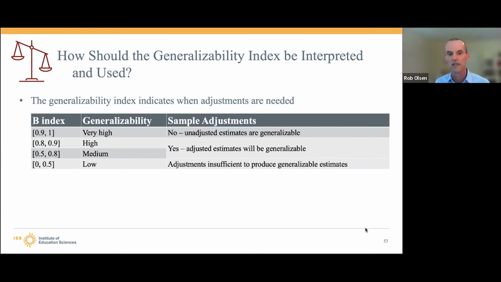Now, lastly, if the index is low, less than 0.5, then statistical adjustments won't be sufficient, and the study team may want to consider narrowing their inferences to a portion of the original target population that the sample can be shown to represent. Those are tough choices to make, and they just highlight the importance of having a strong sampling design and an effective recruiting effort to obtain a sample that's as representative of the target population as possible, so these types of adjustments become less necessary.